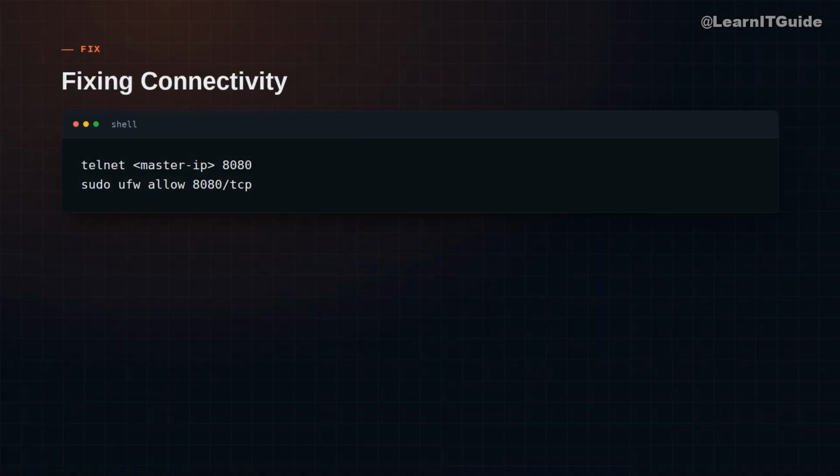To fix this, first test the connection using a tool like Telnet. If it fails, check your firewall rules. On Ubuntu, use the command shown on screen to open the port. Once the port is open, restart the agent connection and the error will clear.